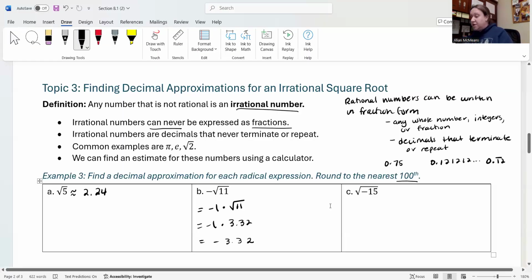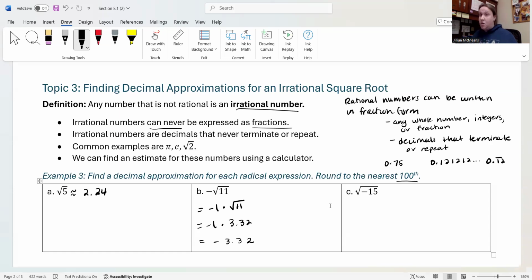Now, finally, for part C, we have the square root of -15. And I hope you tapped the brakes and were like, whoa, what we cannot have under a square root is a negative. The principal square root flat out states that A and B have to be non-negative. That means the radicand has to be non-negative and the result has to be non-negative. So this can never happen.